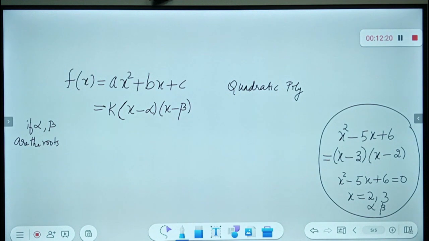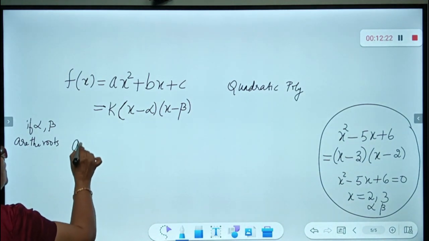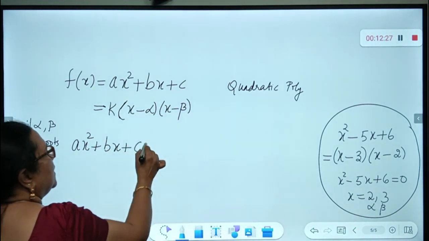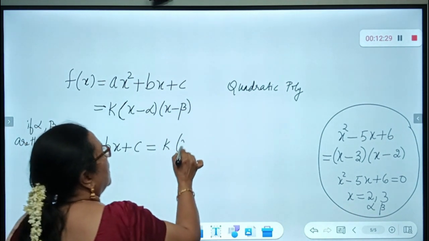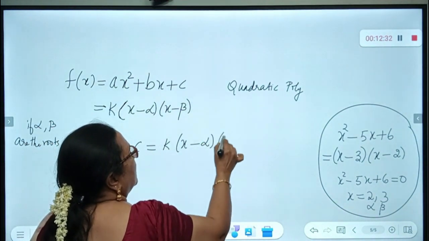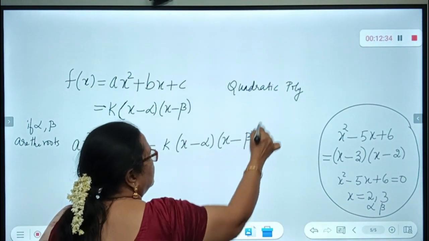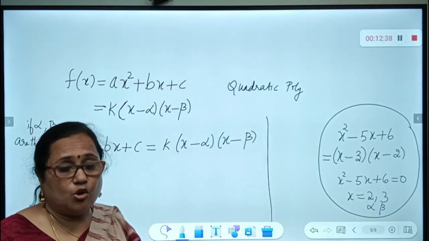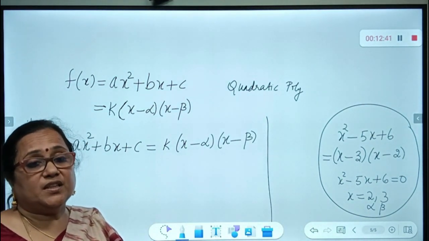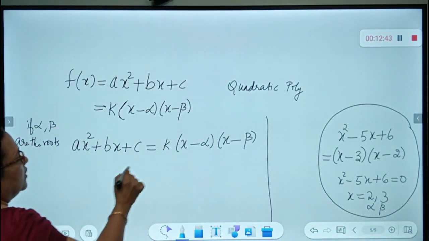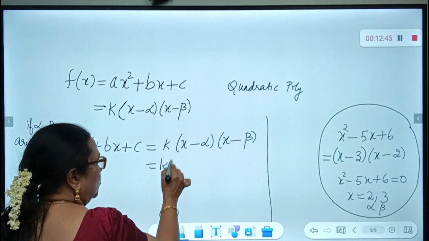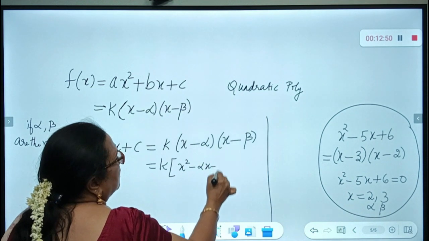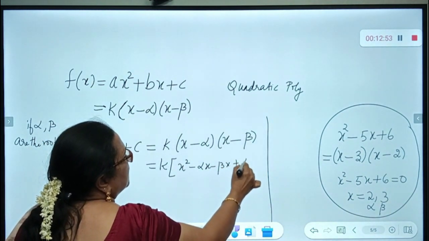Now I am comparing ax square plus bx plus c with some k into x minus alpha into x minus beta. I want to find a relationship between the zeros and the coefficients given in the polynomial. So this is k into x square minus alpha x minus beta x plus alpha beta.